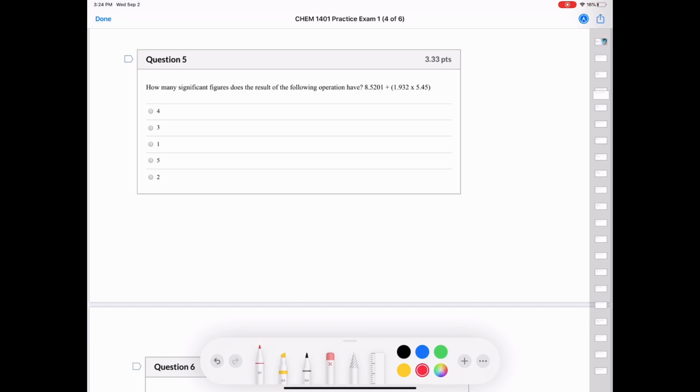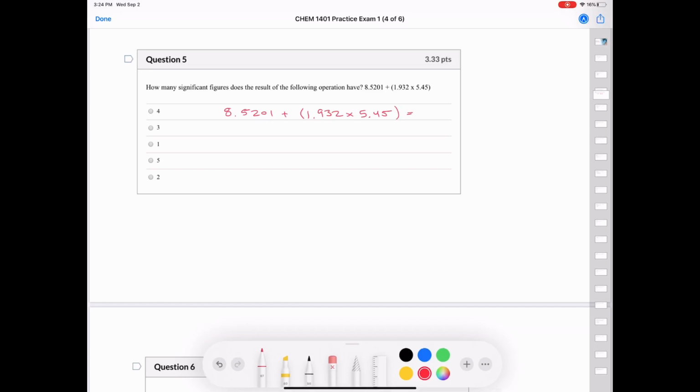Let's try a math problem here. How many significant figures does the result of the following operation have? So we have 8.5201 plus 1.932 times 5.45. So we're going to follow the order of operations, and we're going to solve the bracket first. And when I take 1.932 multiplied by 5.45, I end up with 10.5. So 10.5. Now the question becomes an addition problem.